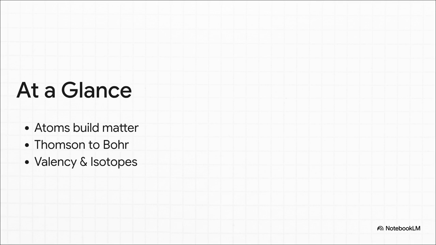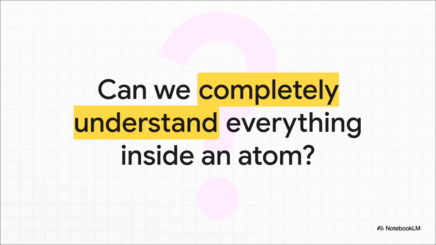Oh, and here's a bonus exam tip for you. An atom's combining capacity is called its valency. Definitely keep that in mind for your chemistry tests. And finally, isotopes are identical elements that just carry a little extra weight. We've zoomed incredibly fast from comparing a brick house all the way down into the invisible, lightning-fast orbits of electrons.